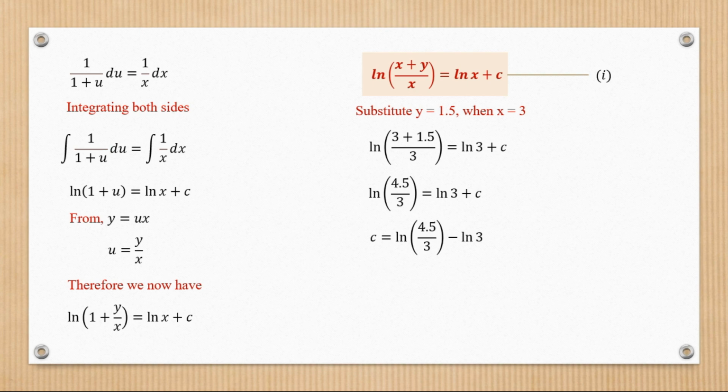Now I can collect all the values that have ln together, because the goal is to find the value of c. So I have ln 4.5 over 3 minus ln 3. Now when you have natural logarithm subtracting, it's the same as division. Now I can change that division to multiplication and sign, and I'll have a third. Now right here, 3 times 3 is going to be equal to 9.